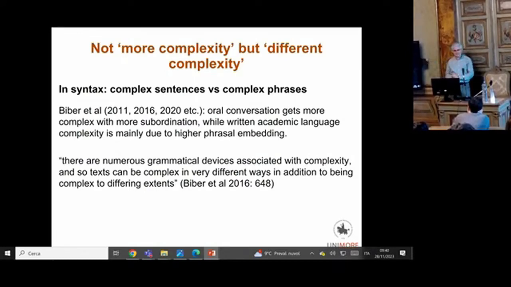As I said, in some studies, all complexity was equated with subordination ratio. And he showed that, for example, in English academic prose, more advanced, more proficient users actually use less subordination. What is more complex is a different form of complexity: complexity at the level of the noun phrase.